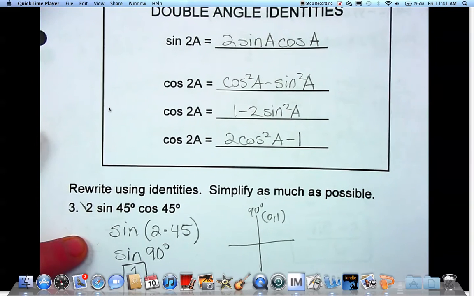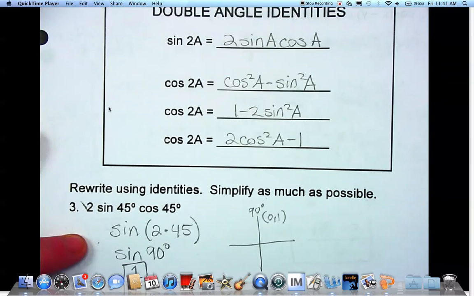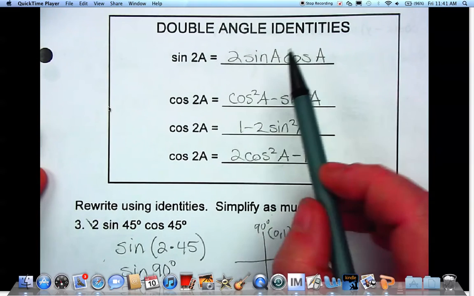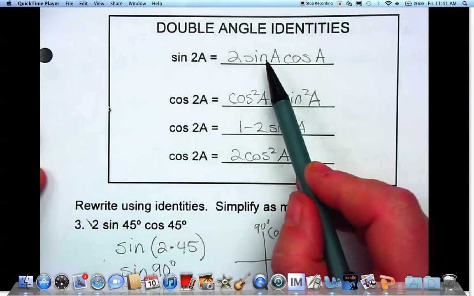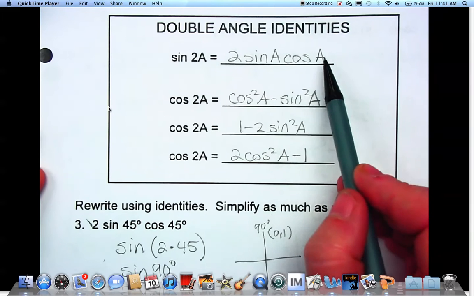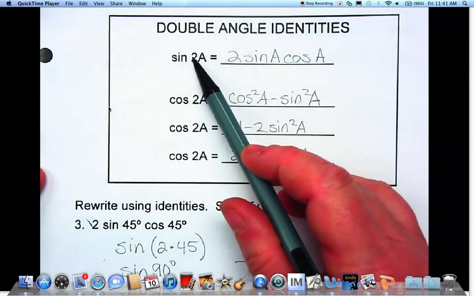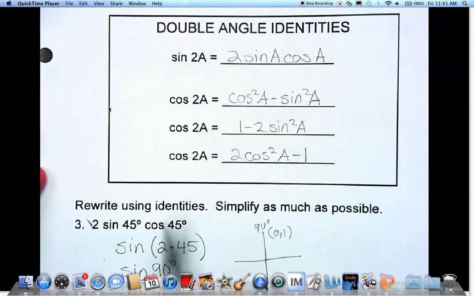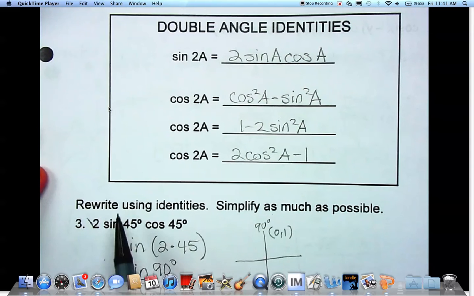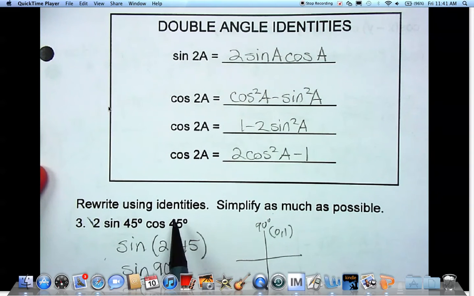What happened to the cosine? Yeah, that's what I was wondering. This is it, right? 2 sine of 45 cosine of 45 equals sine of 2 times 45. Okay, gotcha. That's where we got that from. I thought we were doing the left and trying to find the right. No, we were given the left, so it's equal to the right. Okay.